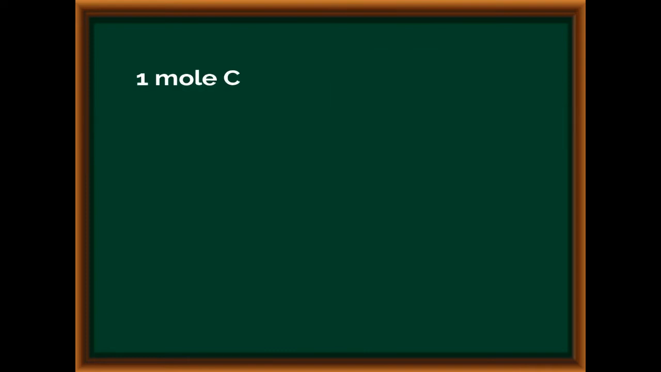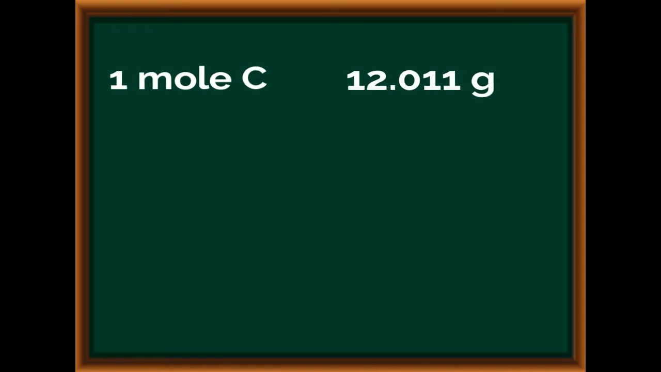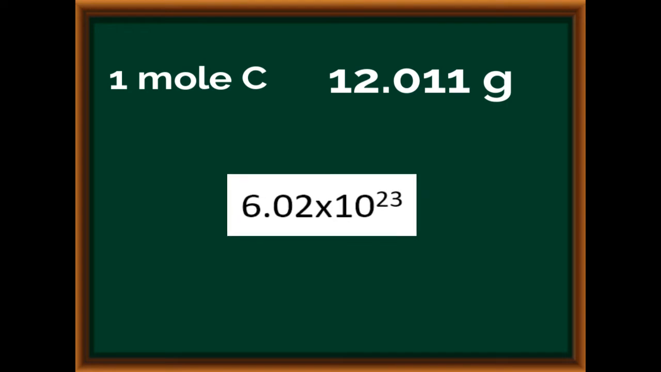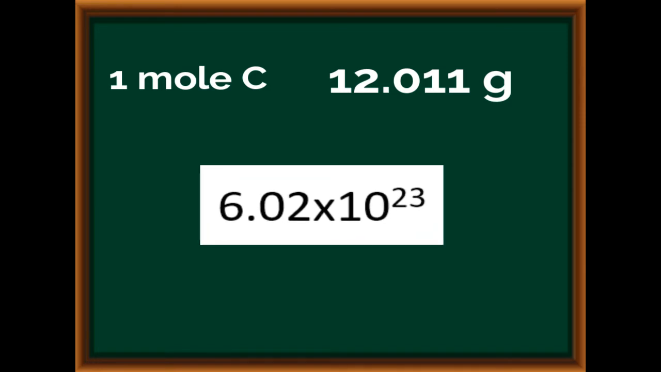For example, 1 mole of pure carbon-12 will have a mass of 12.011 grams and will contain the Avogadro constant of 6.02 times 10 to the power of 23.